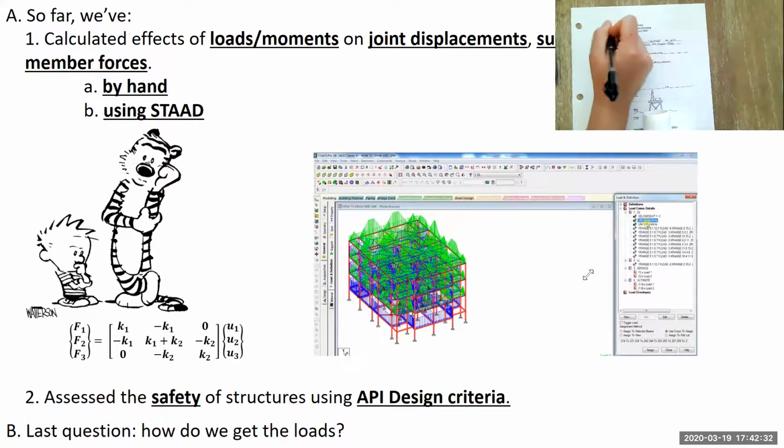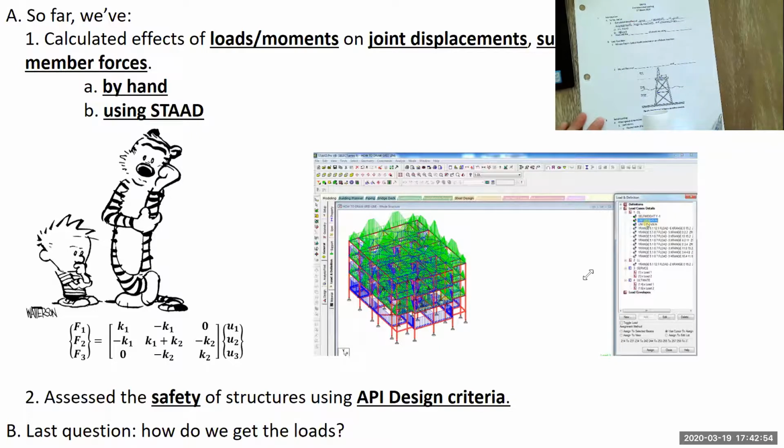We used the direct stiffness method to do this by hand. We also used the computational program STAAD to calculate this a little more quickly once we had the structure set up in STAAD. In addition to finding these displacements and reactions, we also have assessed whether a structure is safe. We assess the safety of a structure using API design criteria.